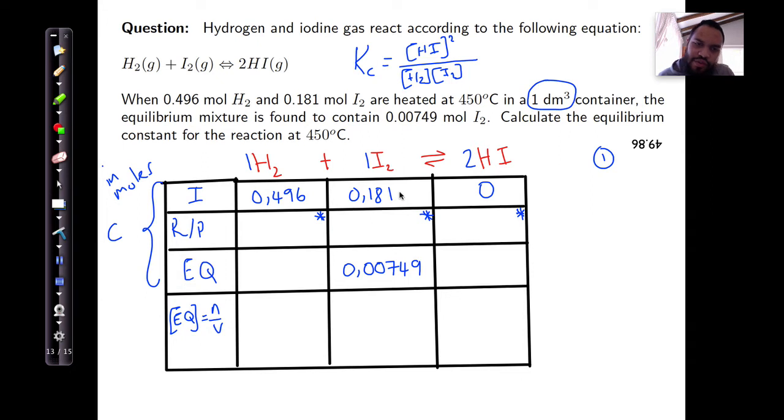You started with 0.181, you now end up with 0.00749. Now my question to you is, did the iodine increase or decrease? To go from 0.181 to this over here, did you add or did you subtract to it? Well, I mean, you guys are smart, so okay, definitely you subtracted, so you write in a minus here. And this is when you examine the change.